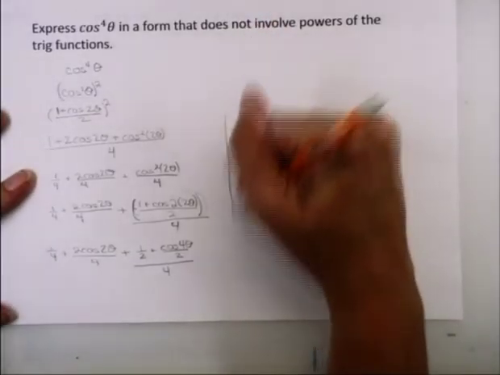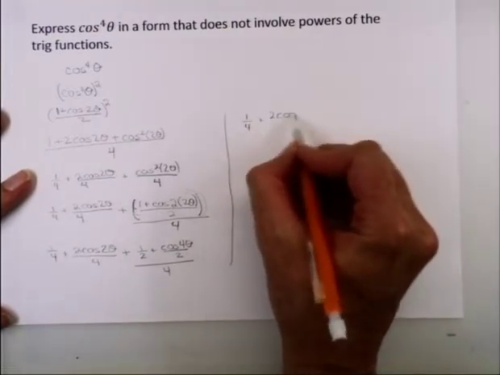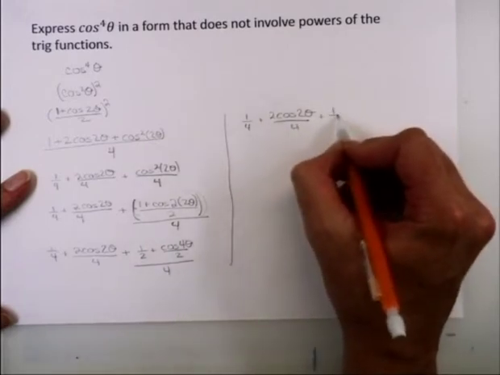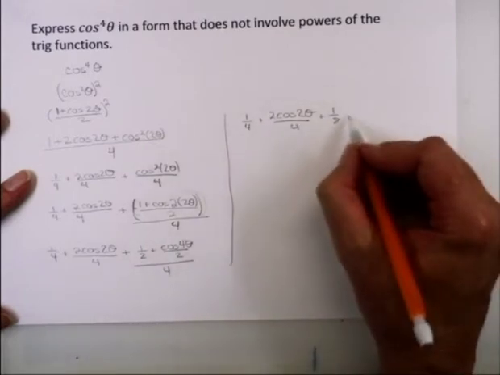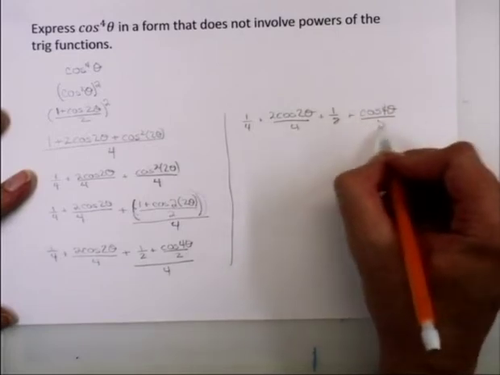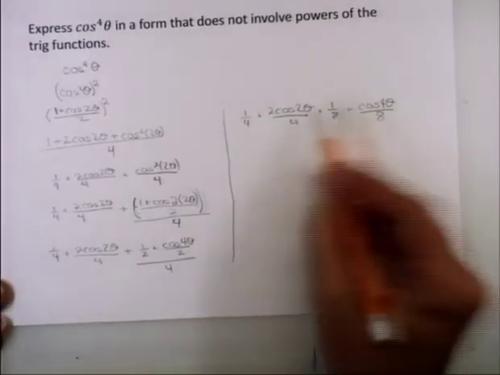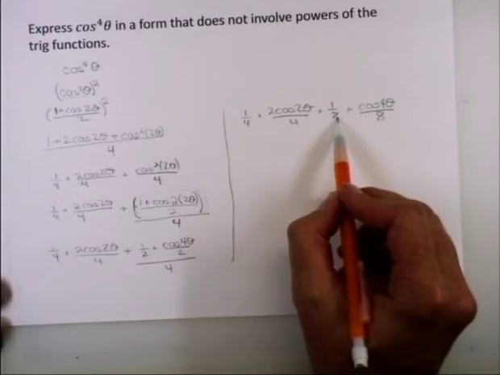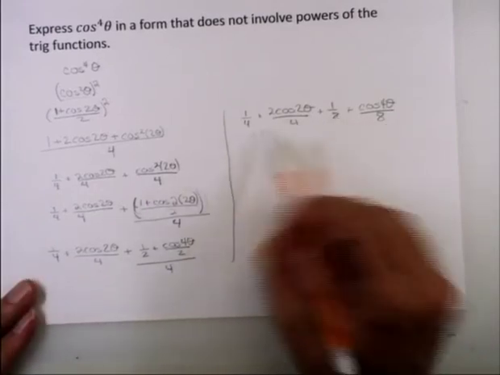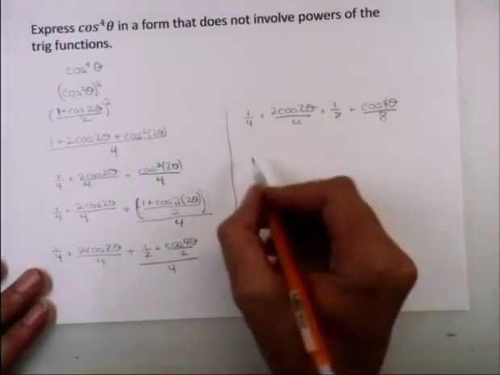I'm going to come up here. So I have 1/4 plus 2 cosine 2 theta over 4 plus 1/8 plus cosine of 4 theta over 8. So I actually have this one simplified. Notice there's no powers, but I have two constant terms. I want to combine those together. I see that I have a common denominator, I can make a common denominator of 8. So I'm going to make everything with a common denominator of 8.